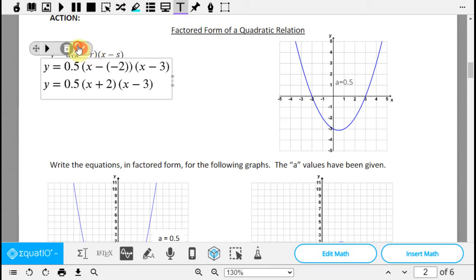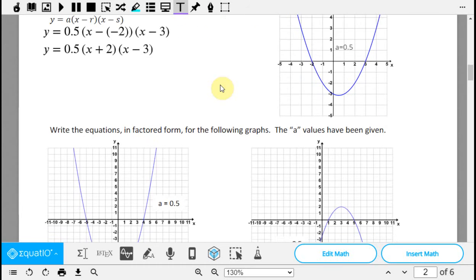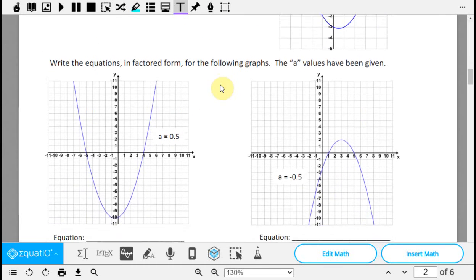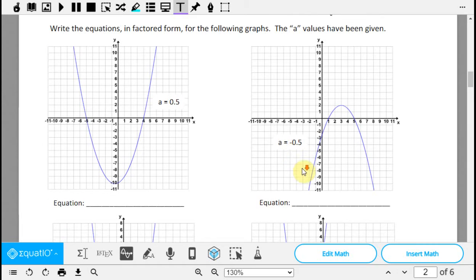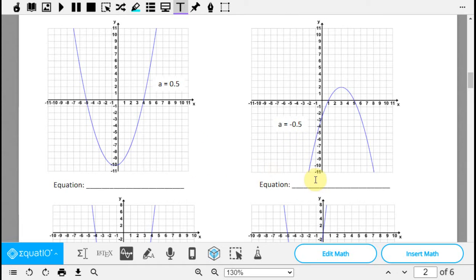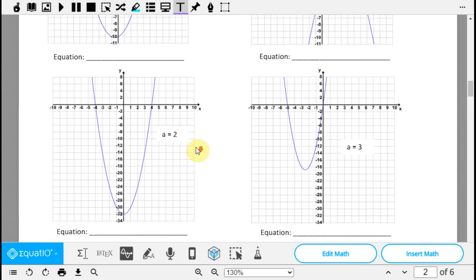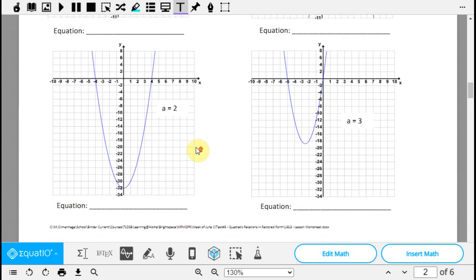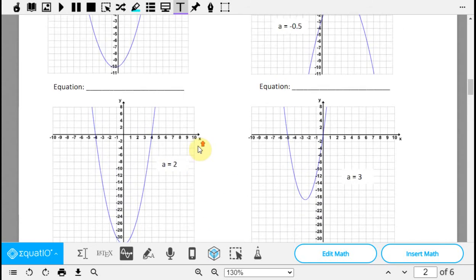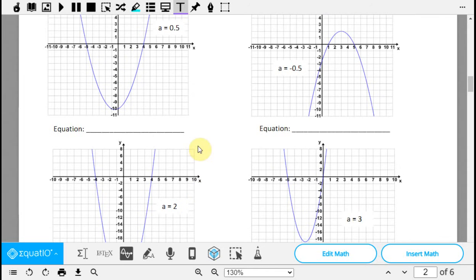And that's what we're going to practice doing from here on in, is making equations for these graphs. So I'd like you to go ahead and make the equations for these graphs, and then come back and check. And then what we're going to do is go on to converting from factored form to standard form.